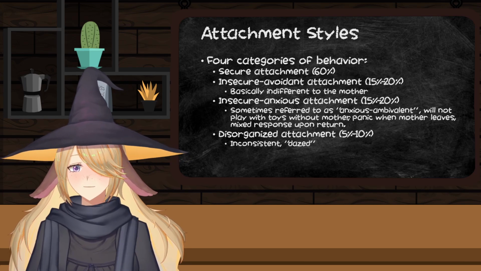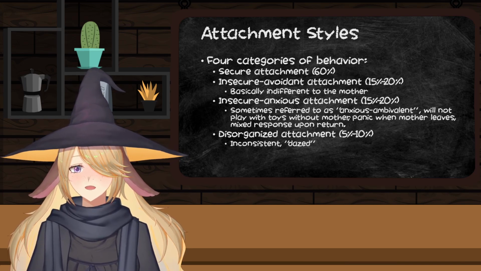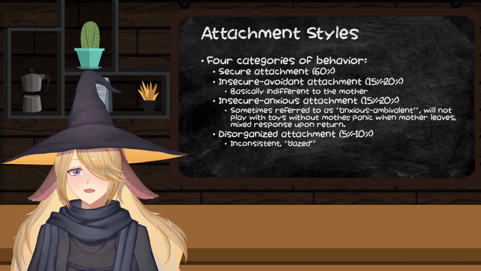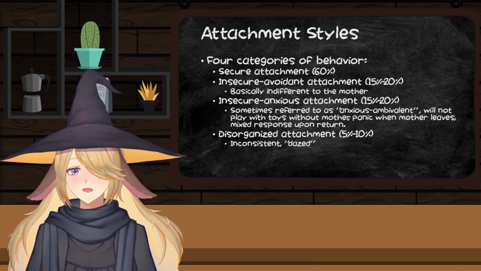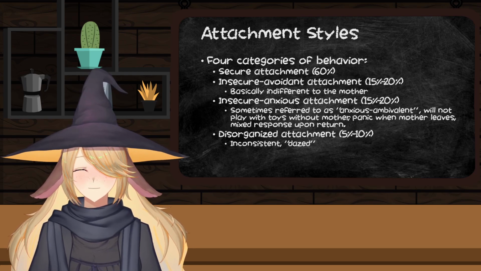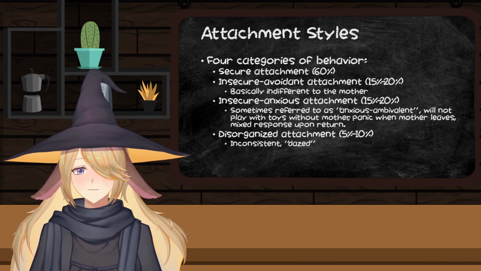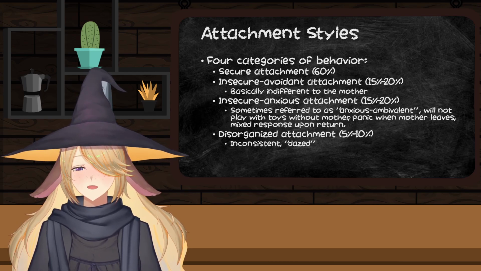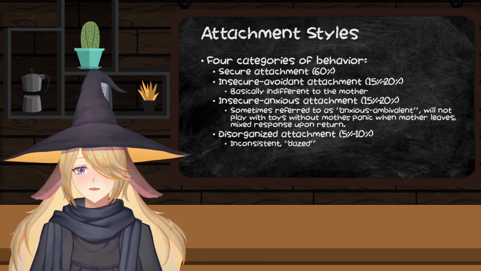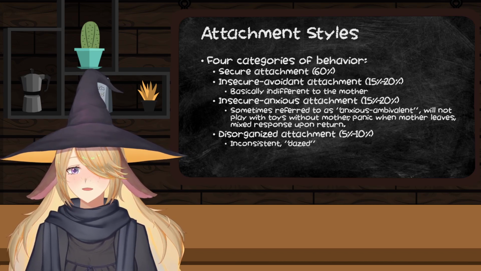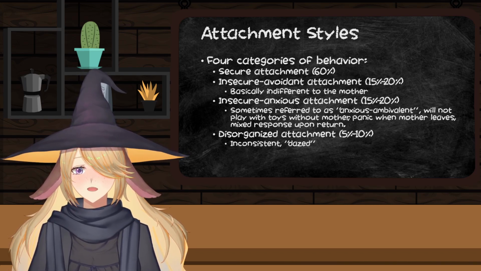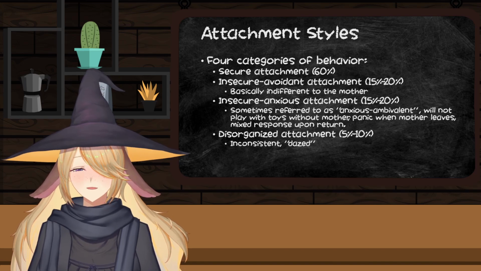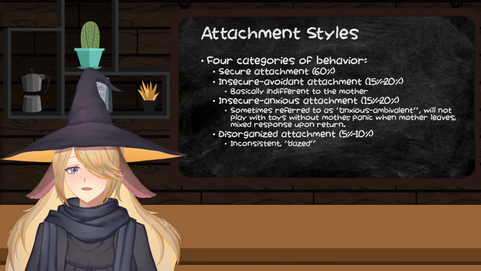They won't play with the toys when the mother leaves, and then they don't really know how to act when the mother comes back. Whereas the secure child notices the mother leaves, gets upset, and then calms down when they return, the insecure anxious attachment style is characterized by freaking out when the mother leaves, but then not calming down as easily when they return.